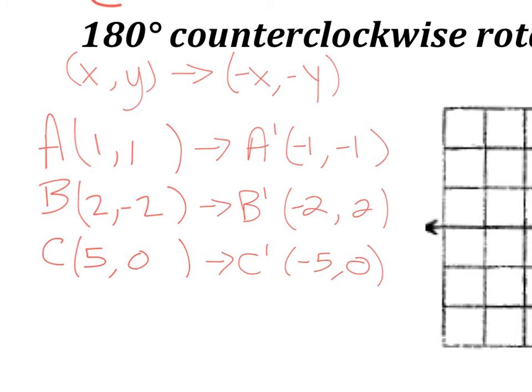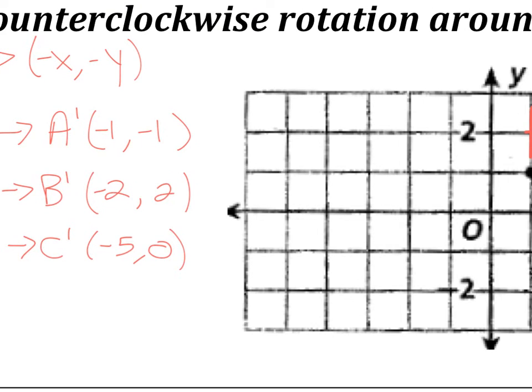Let's graph this now. If I move my graph over, I can plot these points. (Negative 1, negative 1) would be my new image of A. I'm going to even label that A prime. Then (negative 2, 2) would be my image of B. I'll label that B prime. And then (negative 5, 0) would be my image of C, and I will label that C prime. I can connect these points.